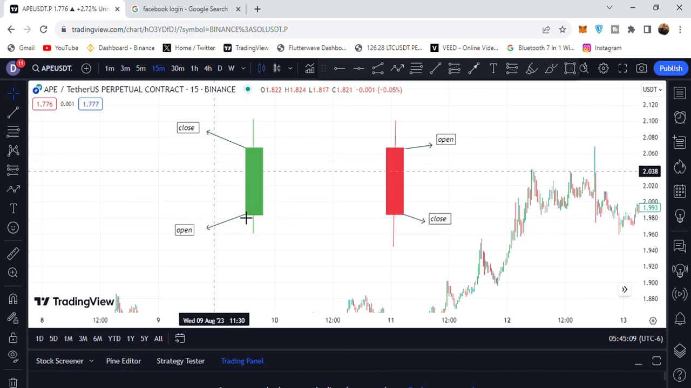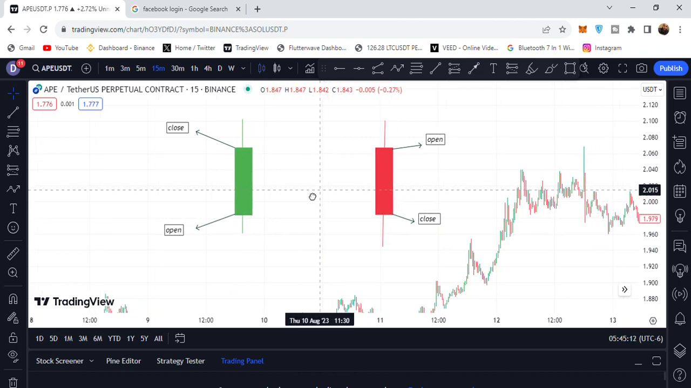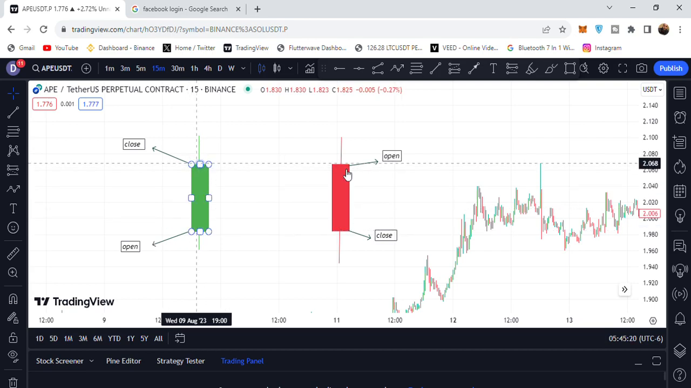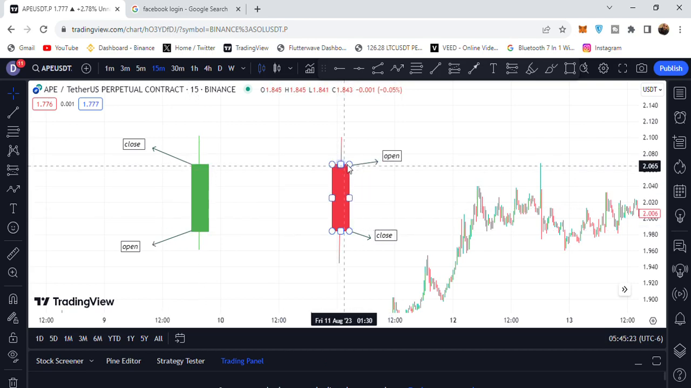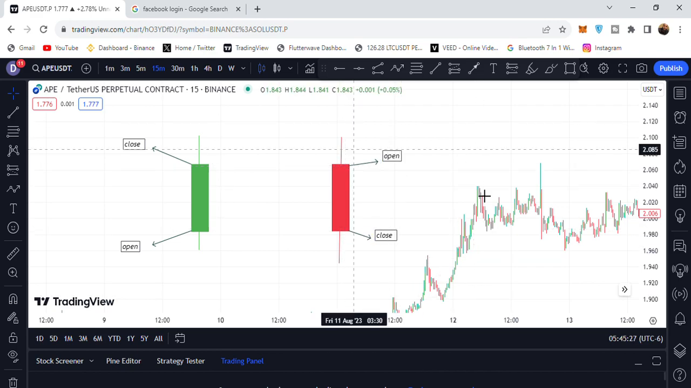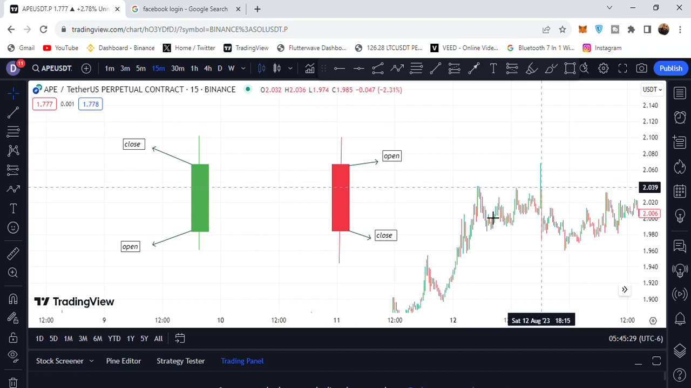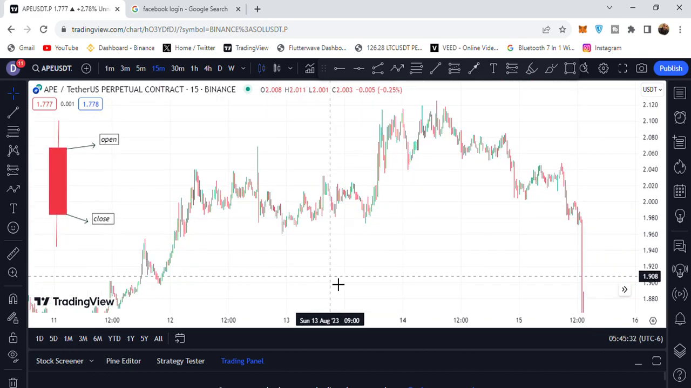The same is true for a red candle. The only difference between a red candle and a green candle is that the green candle has its opening at the bottom and its closing at the top, and the red candle has its opening at the top and its closing at the bottom, because the price is going down. So I hope you could grab this. Let me just go into the chart again and show you an example of what I just talked about.